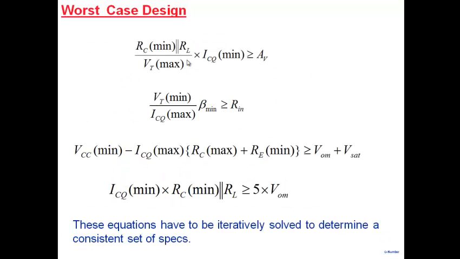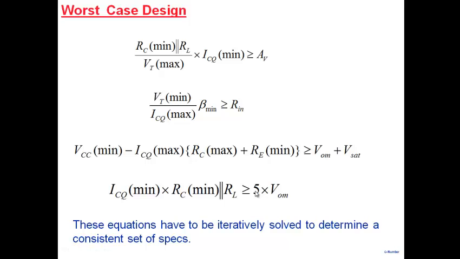So after you do that, then you do the worst case design. Now you will say RC minimum parallel RL, VT max, into ICQ minimum should be greater than or equal to AV. That is the equation that I should now look at. Okay, not the simple earlier equation. Similarly, worst case scenarios have been put in: VT minimum, ICQ max, beta minimum must be greater than RL. So with all these worst case scenarios put in, the equations that we had have been rewritten, keeping in mind these values.